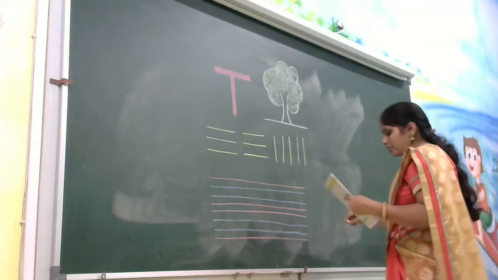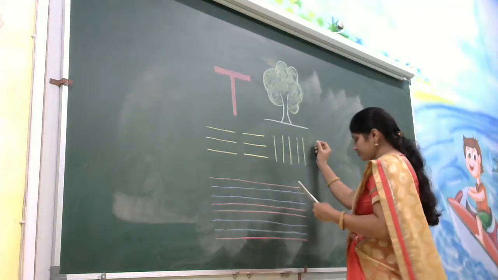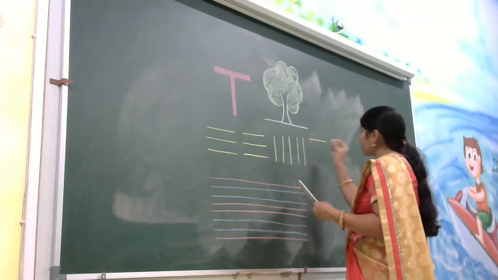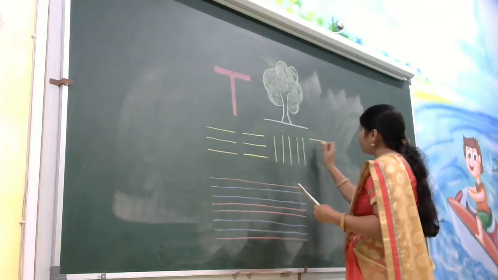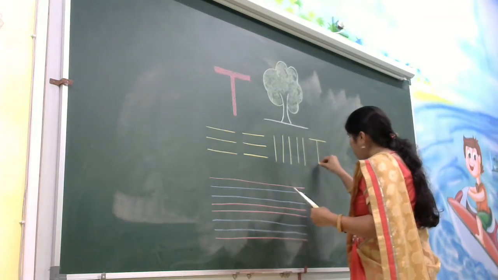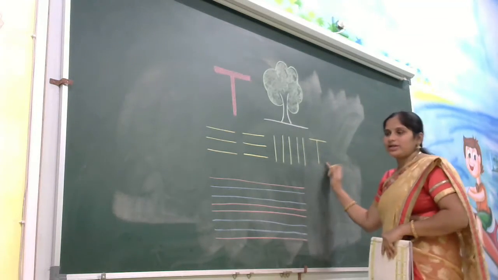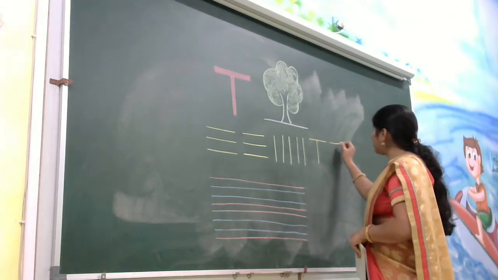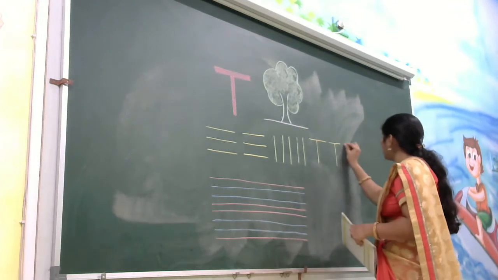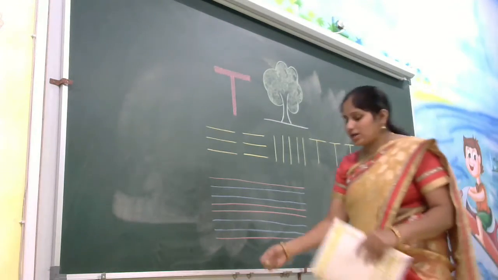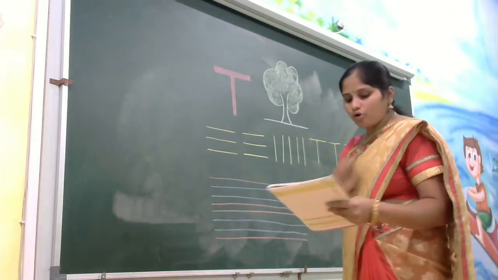Okay, after that write first a sleeping line, press on the sleeping line, and from the middle of the sleeping line, come down and draw a standing line. This is letter T. See, this is letter T. After tracing on the pattern, we'll see how to write it in your four line book.